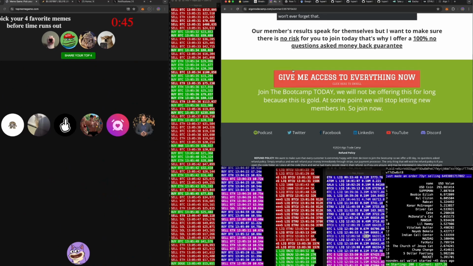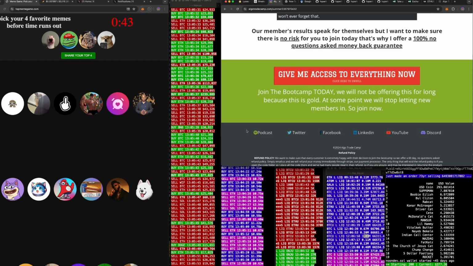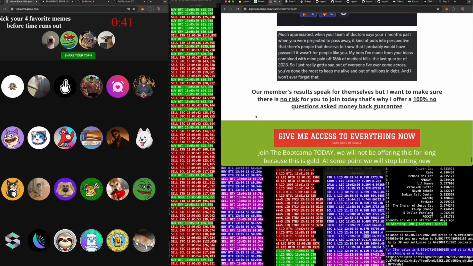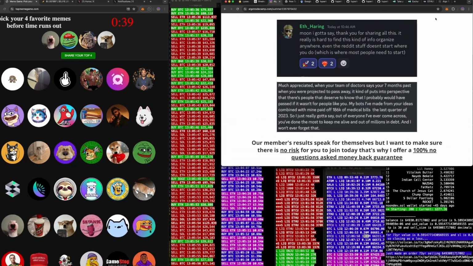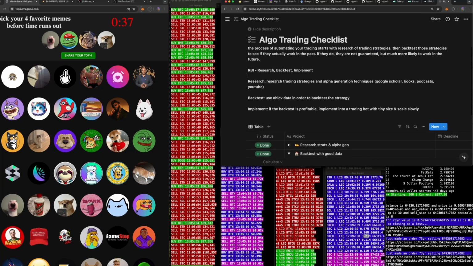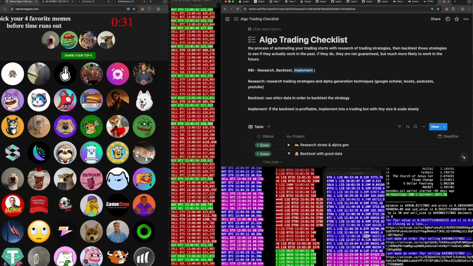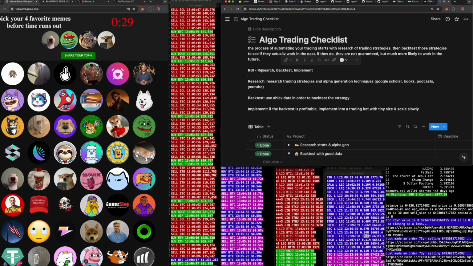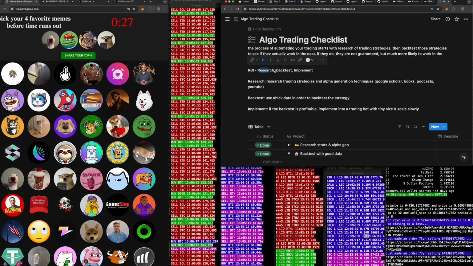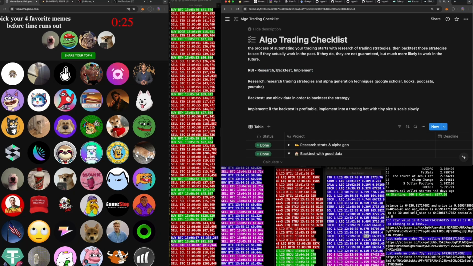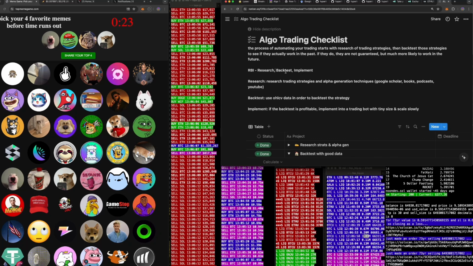But yeah, I'm going to show you how to actually do this and actually build a bot. But it's the third step. Just remember that. Remember this RBI: research, backtest, and then implement. You don't want to run right into the bot. You want to make sure that you have a solid strategy that you researched and then backtest. But I'll tell you everything here.